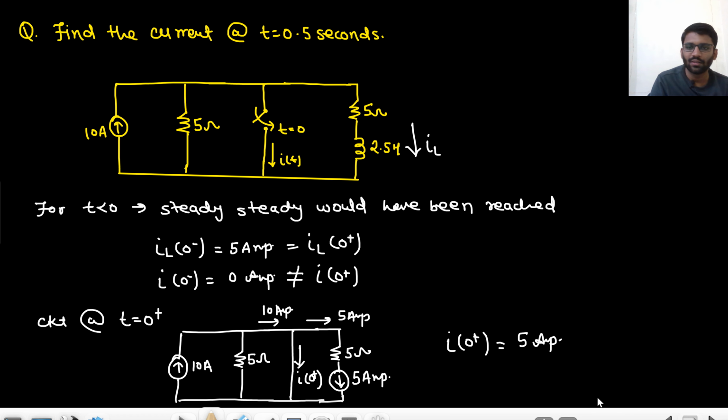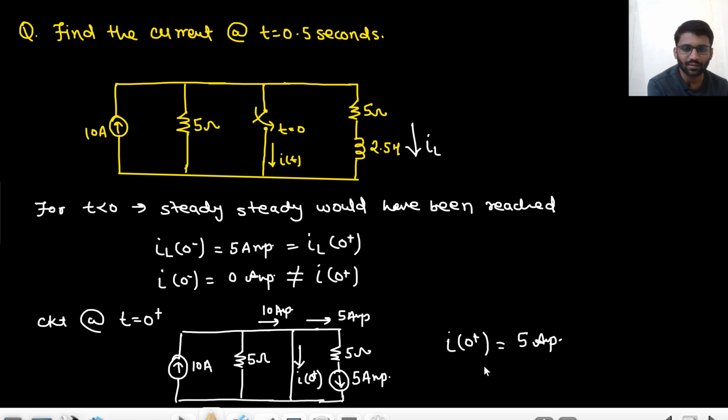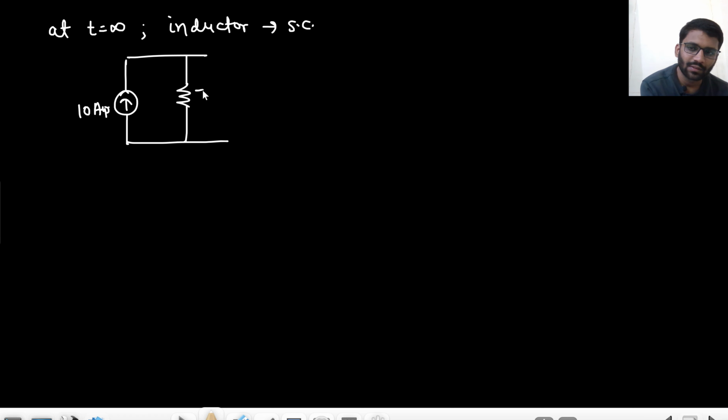At t equals to infinity, what will happen? The inductor will be shorted, right? Inductor will be short circuited. So what will be the circuit? 10 ampere current, 5 ohm resistance. This is the short circuit path. The inductor will be shorted.